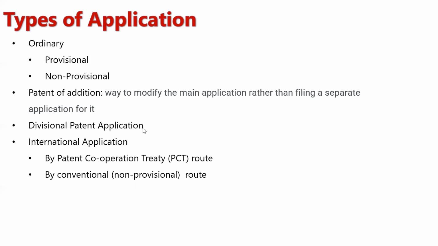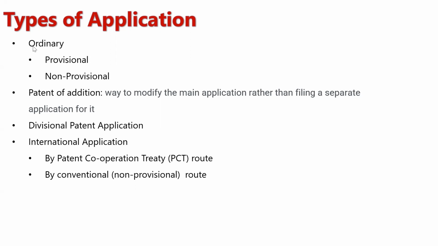International application. If I wish to file a patent outside the country, we can file an international application, and there are two ways. One is the PCT route, another is the conventional route. I'm not going into this international application, but I will show you what information you should look at if you are searching for patents worldwide.